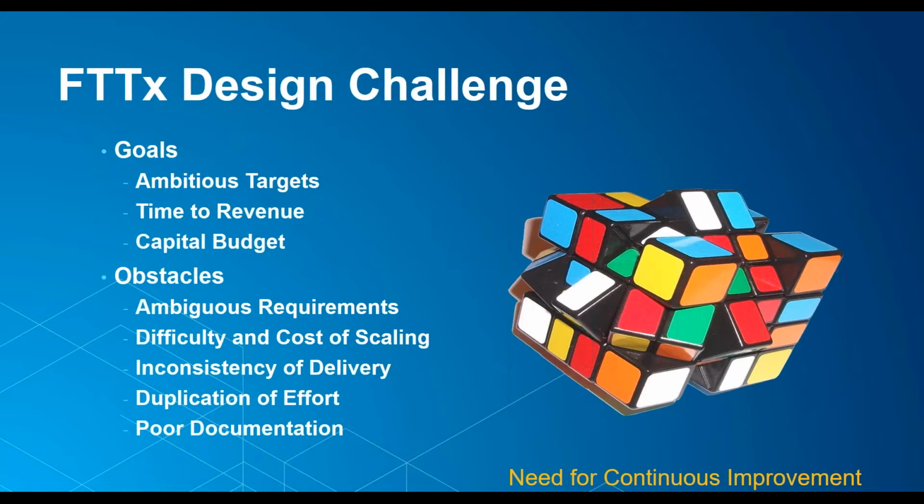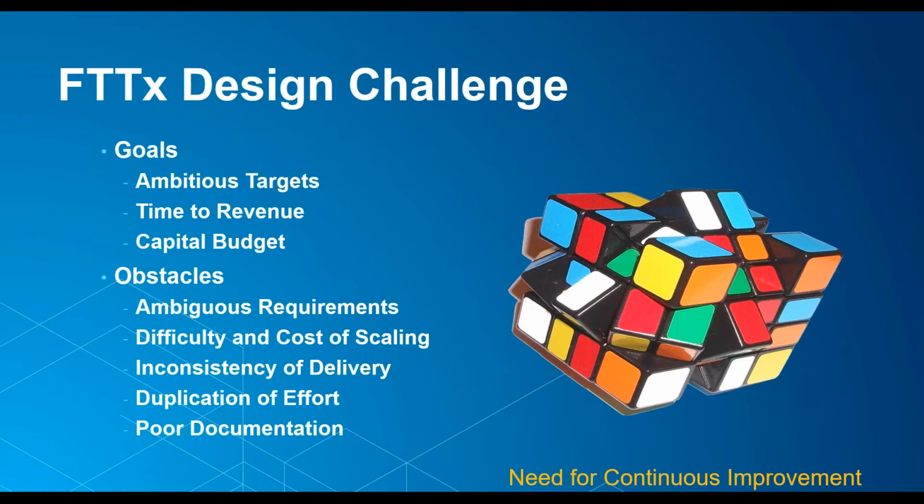Now, some of the obstacles that stand in the way are ambiguous requirements. As I said, a company was looking at millions of homes passed. Well, it's got to be defined down, what type of homes, what neighborhoods, those kinds of things. So you have to have a system that's flexible enough to take those ambiguous requirements and refine them and be able to be flexible enough to deal with them.